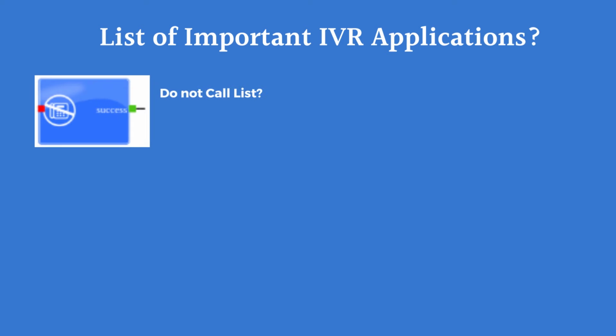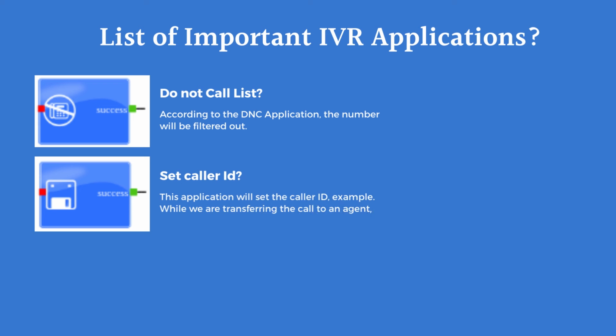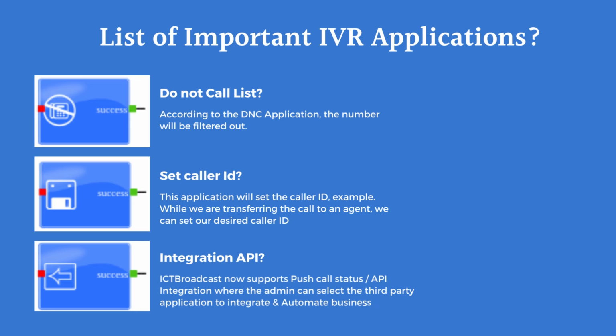Do not call list. According to the DNC application, the number will be filtered out. Set caller ID. This application will set the caller ID. For example, while we are transferring the call to an agent, we can set our desired caller ID. Integration API. ICTBroadcast now supports push call status API integration, where the admin can select the third-party application to integrate and automate the business process.